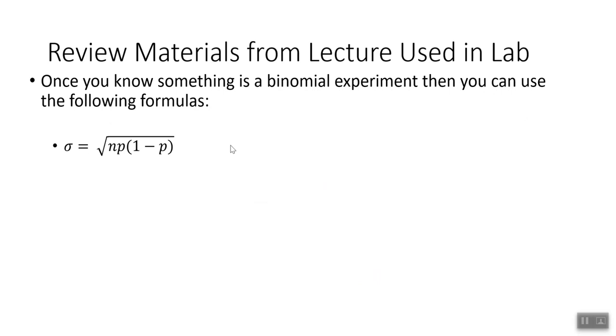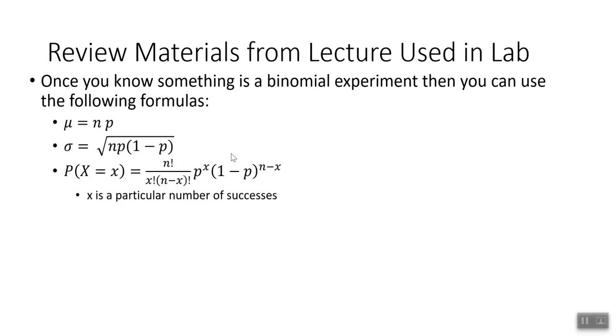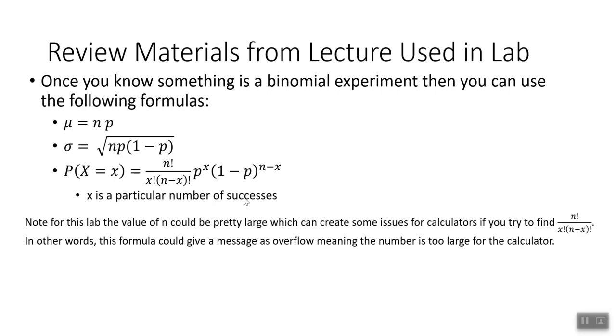Once you know something is a binomial experiment, then you can use the following formulas. You can find the mean of the binomial experiment by taking n times p. You can find the standard deviation by taking the square root of n times p times 1 minus p. You can also find the probability of a particular number of successes by using this formula. X would be the particular number of successes.